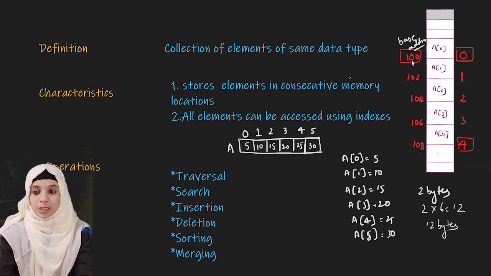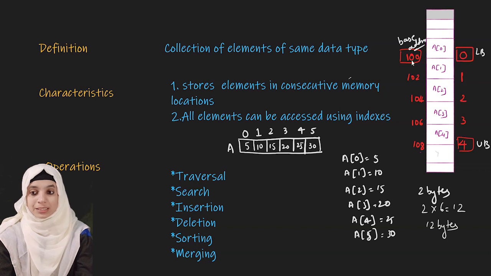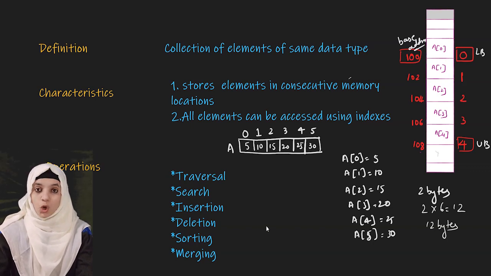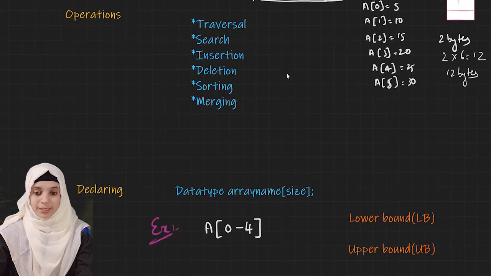Now this 0 is our lower bound and this is our upper bound, because where the actual data items are placed, the starting index is called the lower bound and the largest or the highest index value is known as the upper bound. Now let's see what are the operations we are going to perform in arrays.